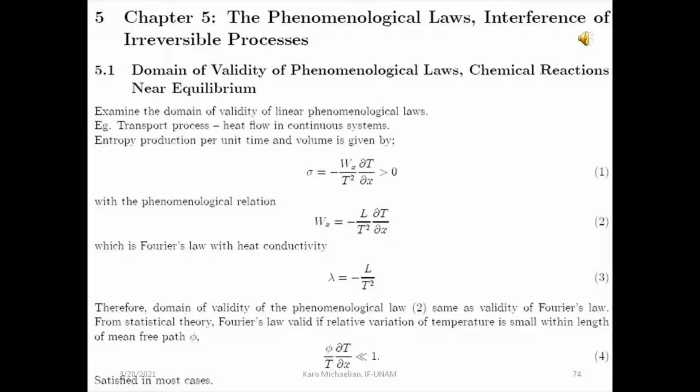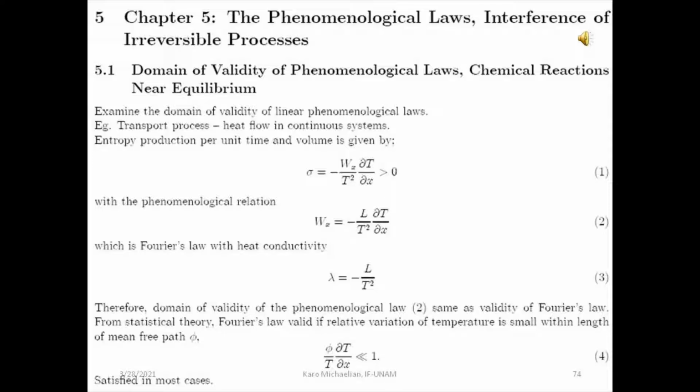The example we're going to give today is of a transport process, the flow of heat in a continuous system. Remember that the entropy production is just the flow times the force. In this case, for the flow of heat in one direction, Wx represents the flow of heat, and the force is the gradient of the temperature in the x direction over T squared. And that, by the local formulation of the second law of thermodynamics, has to be positive definite. That is equation 1.